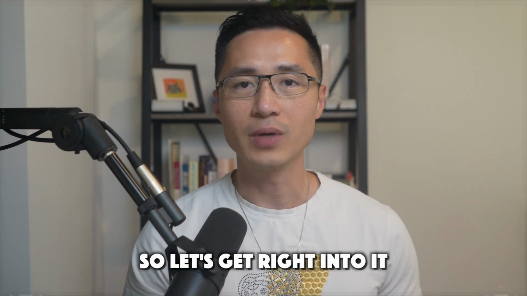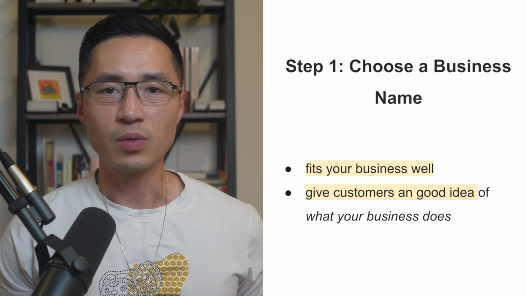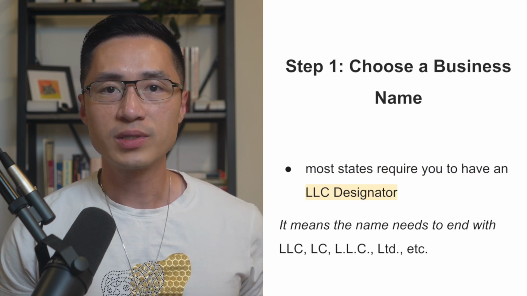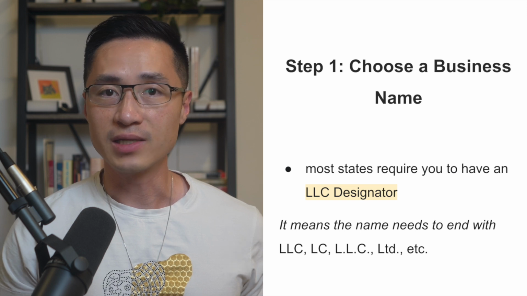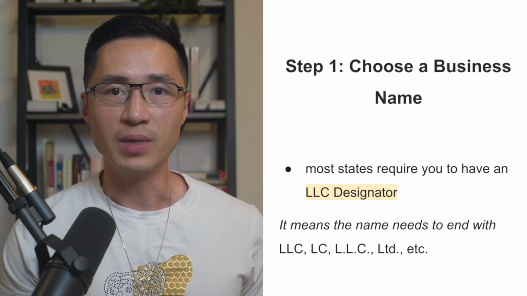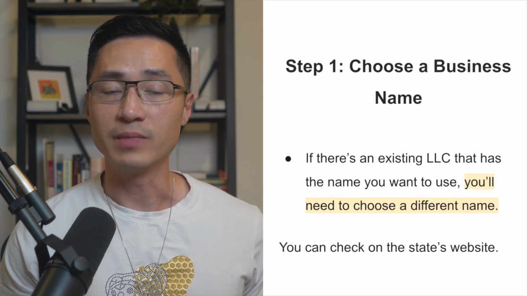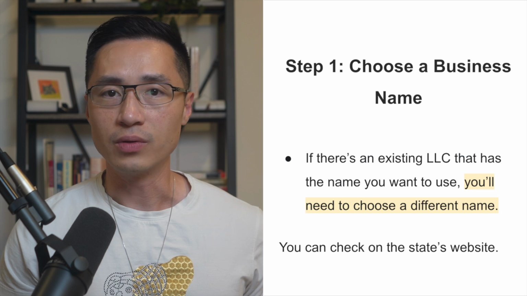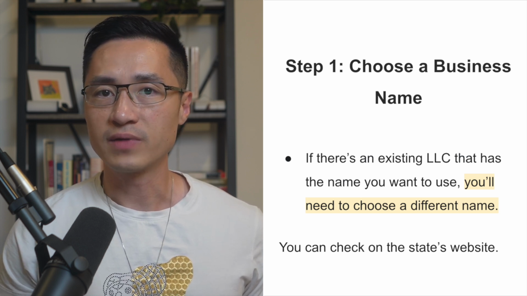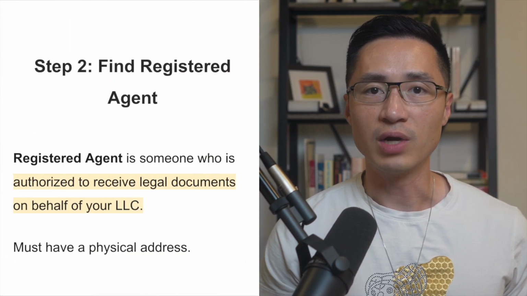So let's get right into it. The first step is to choose a business name for your LLC. So you want to choose a name that fits your business well, so it gives your customers a good idea of what your business does. And then most states will require you to have an LLC designator. So that means your LLC needs to end with LLC, Limited, etc. Keep in mind that if there's an existing LLC that already has the name that you want to use, then the state will not allow you to register it and you would need to choose a different name. What you can do is go to the Secretary of State's website to check if the name is available for use.